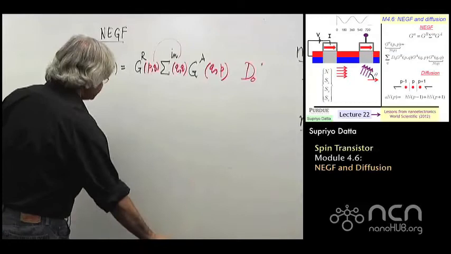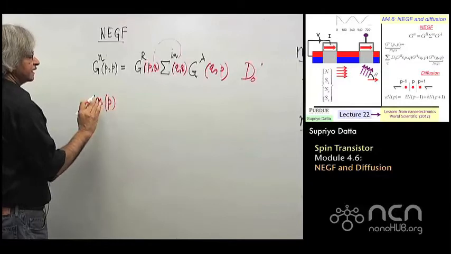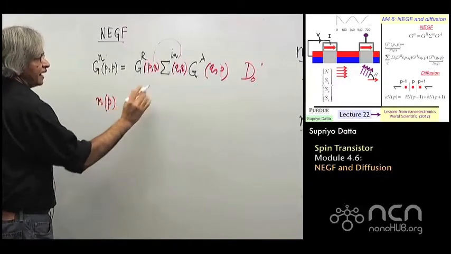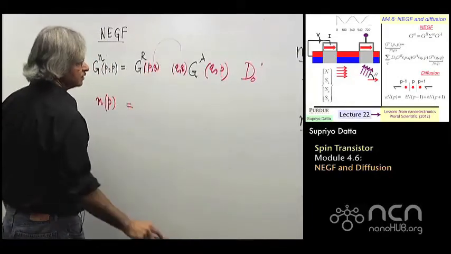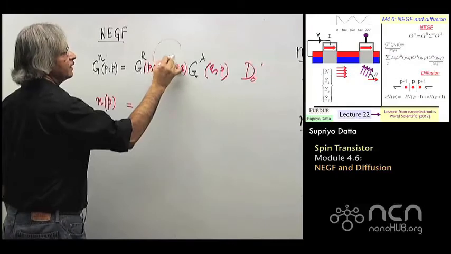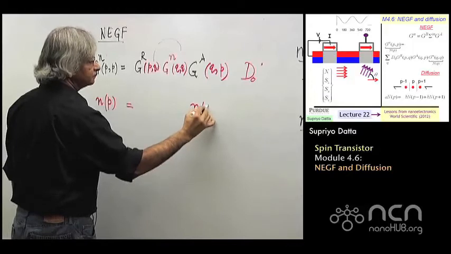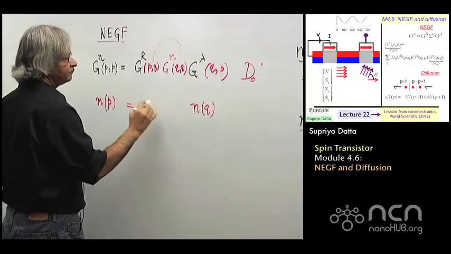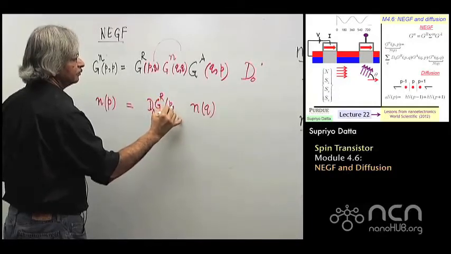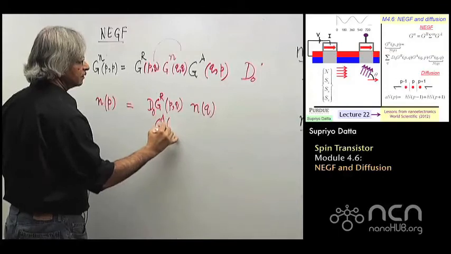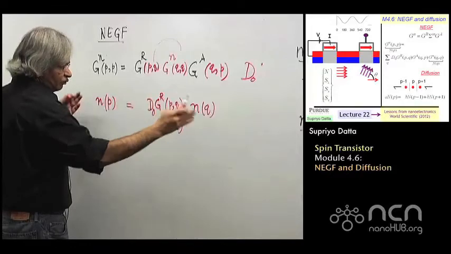Now, the point is that this quantity is like N of P. This is like the electron density at location P. And this is d0 times Gn, sorry, this was Gn, because sigma n is like d0 times Gn. So what you get then is N of Q times a quantity that is like d0 Gr P comma Q times Ga Q comma P. And then there is, of course, a sum over all Q.